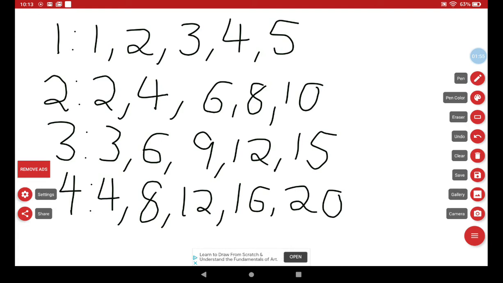Another way to think of a multiple is just counting by that number. You remember doing that in 1st and 2nd grade. 1, 2, 3, 4, 5, 2, 4, 6, 8, 10, 3, 6, 9, 12, 15, 4, 8, 12, 16, 20. All right.